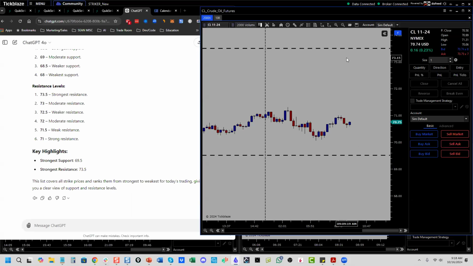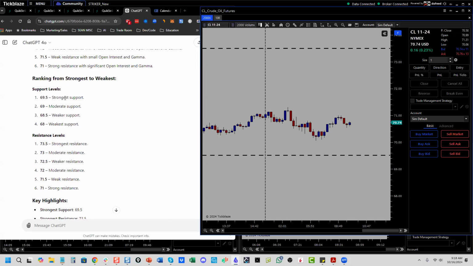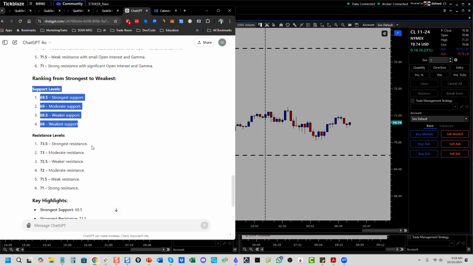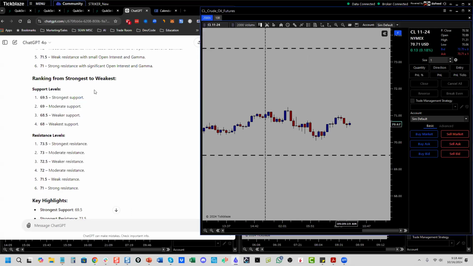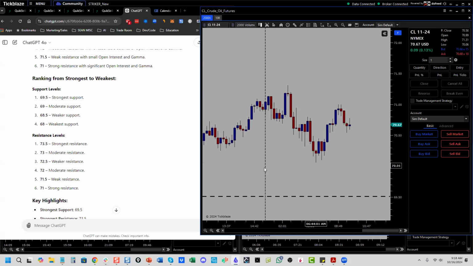But we may never get there. That doesn't mean it's not the strongest. There's still very strong levels here and here. So let's go here from current price: support 69.50, 69, 68.50, 68. Okay, these are the strong levels. Okay, 73.50, 73, 72.50, 72, 71, 70 resistance. So let's go here and let's start plotting these out.